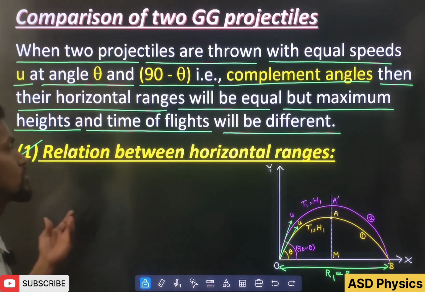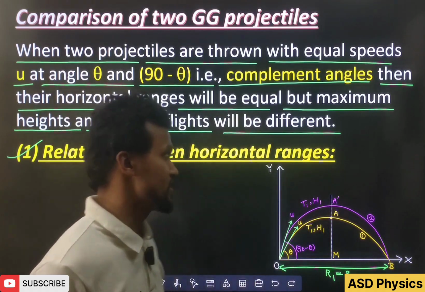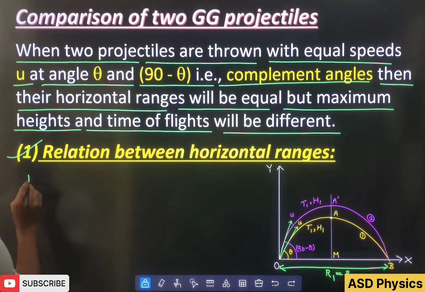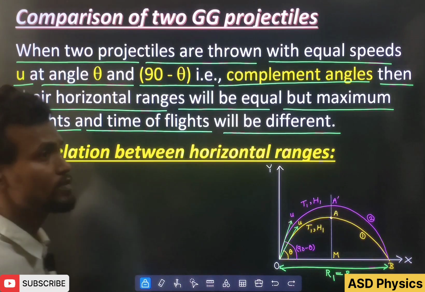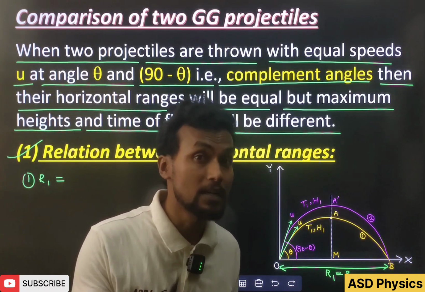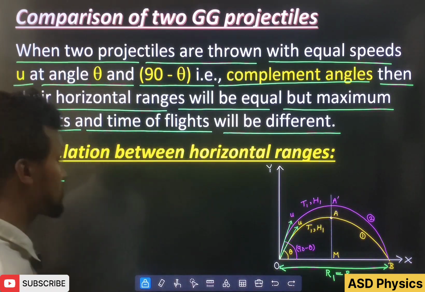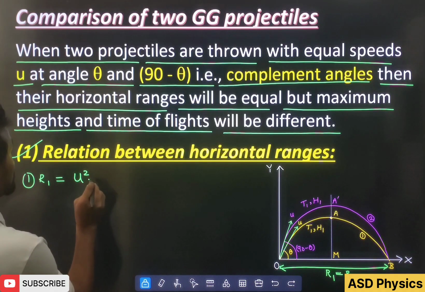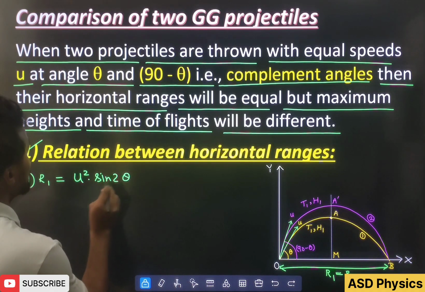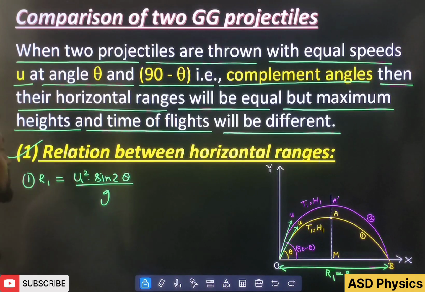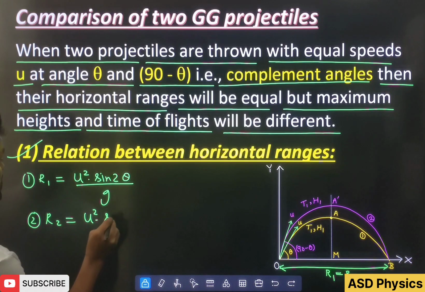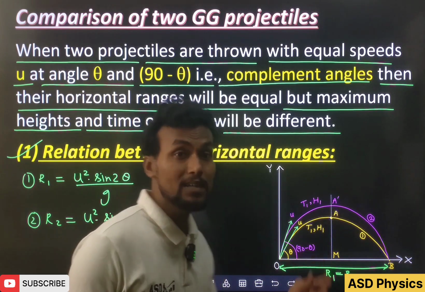First we are going to see the relation between horizontal ranges. For the first projectile, the range formula, you know very well, is u square sine 2 theta by g. Here the angle of projection is theta, so I can write u square sine 2 theta by g. Okay, this is the range. Similarly, what is the range for the second projectile? It is u square sine 2 times the angle of projection, and here the angle of projection is 90 minus theta.